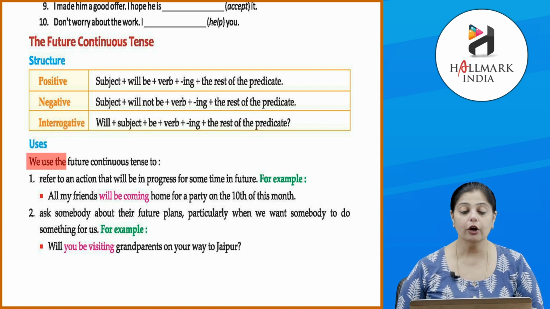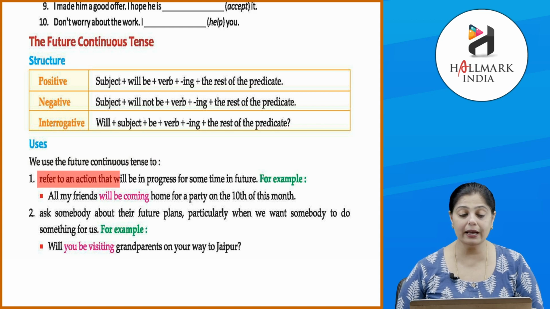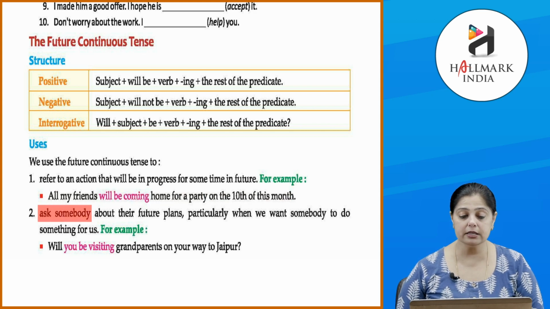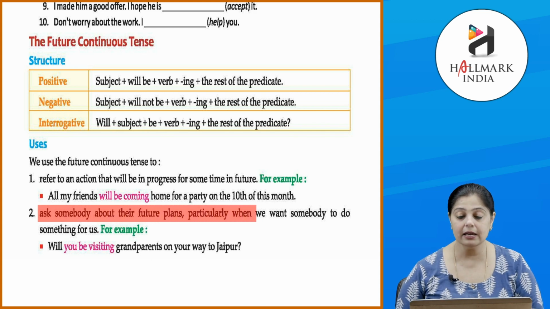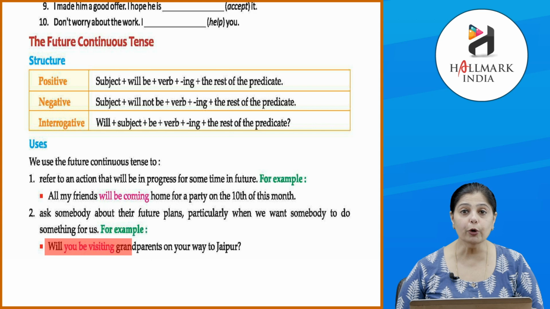Now uses. We use the future continuous tense to refer to an action that will be in progress for some time in future. For example, all my friends will be coming home for a party on the 10th of this month. We also use it to ask somebody about their future plans, particularly when we want somebody to do something for us. For example, will you be visiting grandparents on your way to Jaipur?